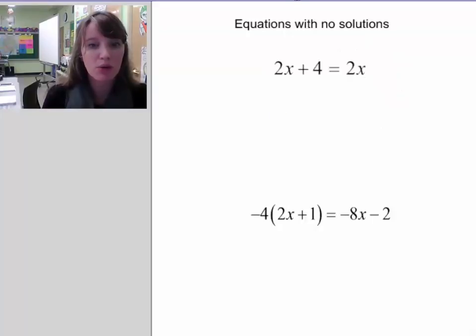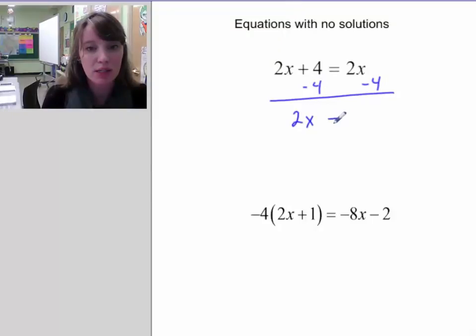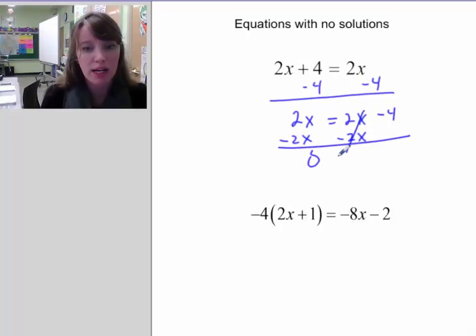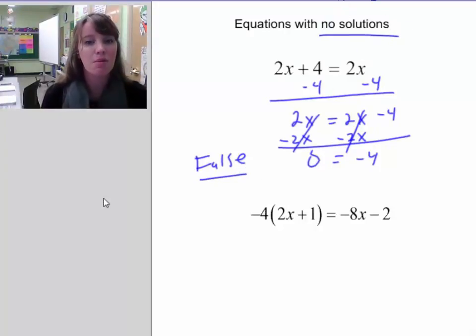If you tried to solve it, you'd subtract 4 from both sides, and you'd get 2x is equal to 2x minus 4. That wasn't that helpful. Let me see if I can subtract 2x from both sides. On the left-hand side, I have 0, and then this also cancels out, right? They both cancel out, and I get 0 is equal to negative 4. This is a false statement. I cannot have 0 equal to negative 4. When you arrive at a false statement, you know that you have come upon an equation with no solution. It just means there's nothing you can insert for x such that the left-hand side is equal to the right-hand side.